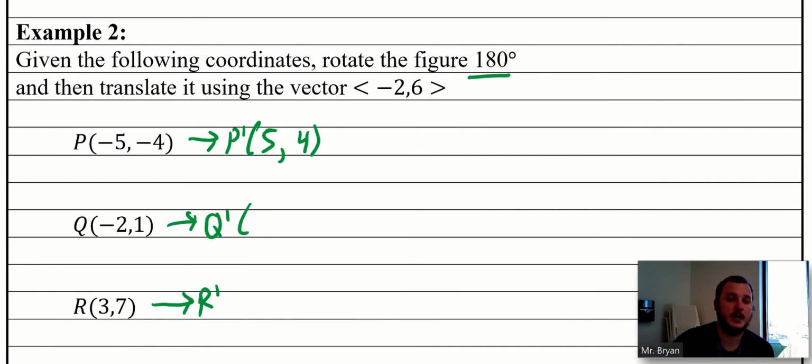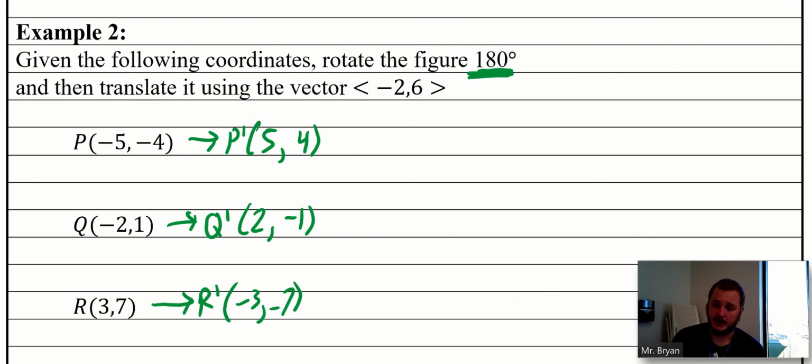Same thing here with Q prime. -2 is going to change the sign to a +2, and then +1 now becomes -1. And then the last one here, R prime. If I have 3, 7, we change the sign on both, so I have -3, -7. All right, so we'll pause here for a sec, and one question I want to ask is why did I not say what direction we were rotating 180 degrees in? Because remember, when we talked about 90 and 270, we said we can either rotate clockwise or counterclockwise. So I want you to ask yourself this question real quick. Why didn't I include whether it's clockwise or counterclockwise?